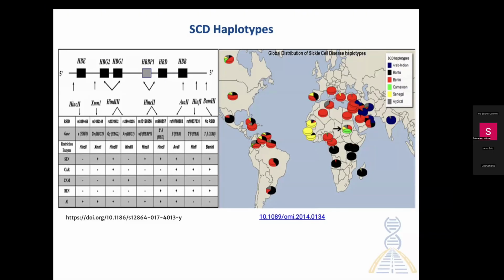So for example, the haplotype that is common in East Africa, we call it East Central Africa or Bantu haplotype, which is what we see in Tanzania, in DRC, and other nearby countries. And it is associated with the most severe disease.